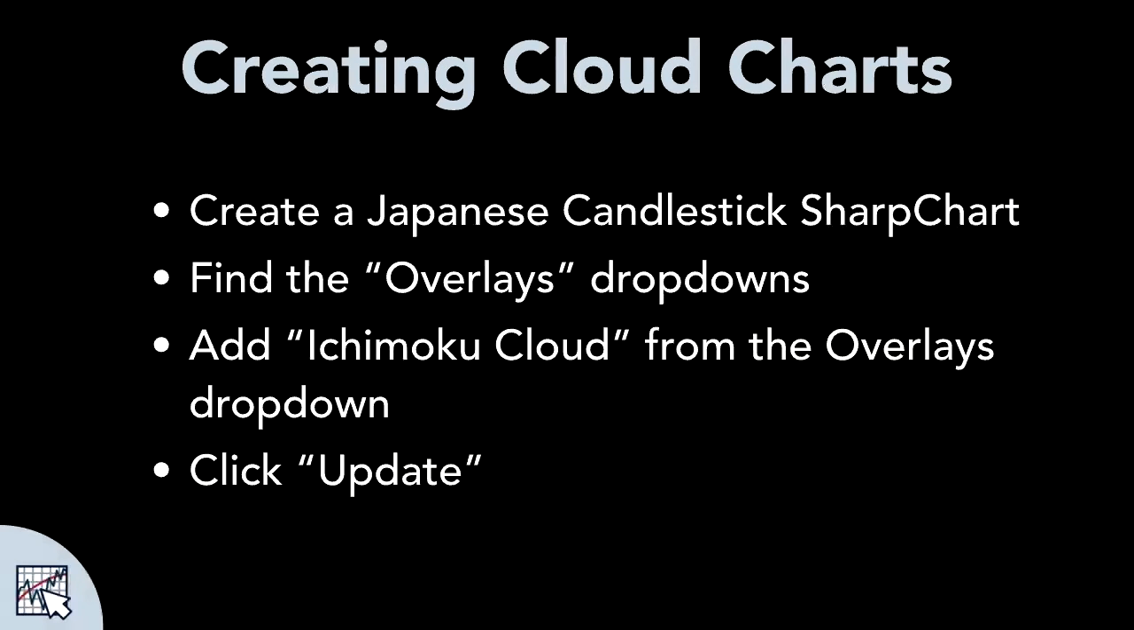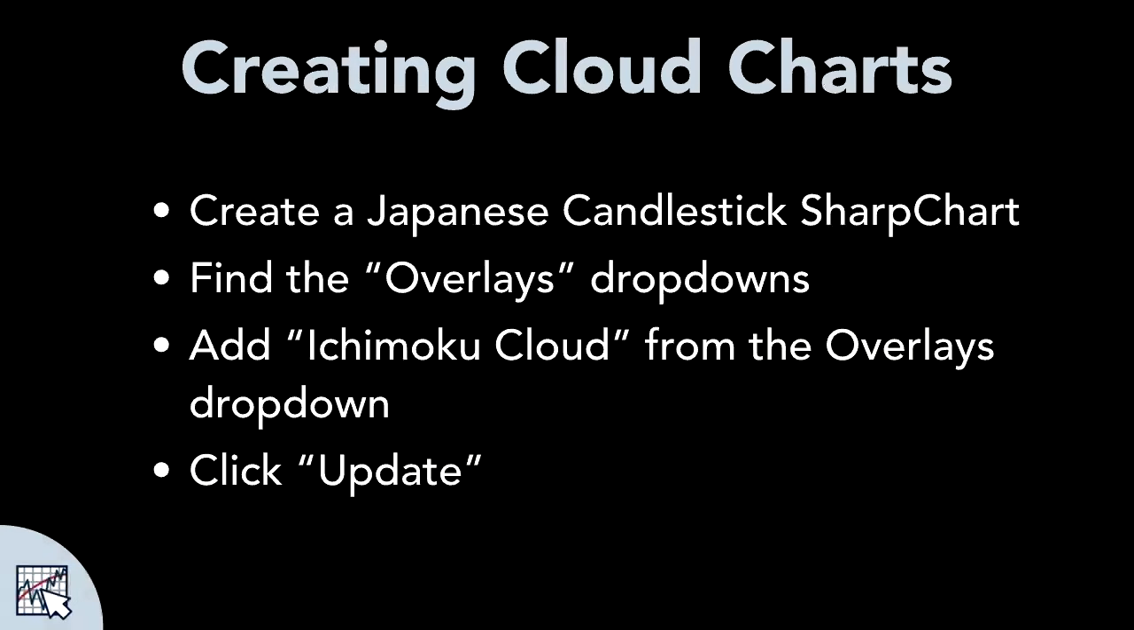So how do you create one of these charts on StockCharts? First off, you create a Japanese candlestick chart using SharpCharts. I'll have a demo of this in just a second. Then you find the overlays drop down. A cloud is not a type of chart. Instead, it is an overlay that you can add to a chart. There are 2 options now for Ichimoku Cloud charts. The first one is just Ichimoku Cloud, and that's just the cloud itself without those additional lines. That's the one I recommend people start with when you're starting out with this stuff.